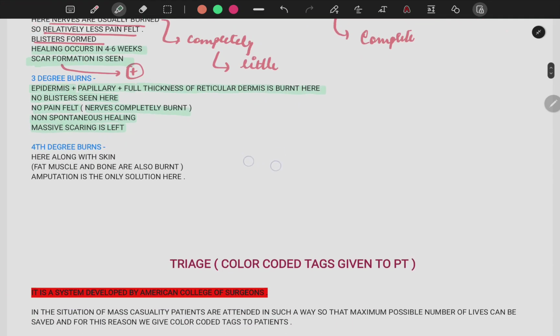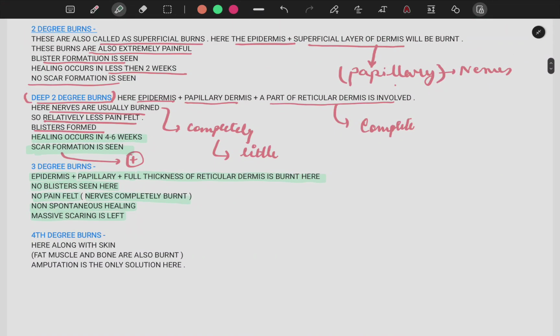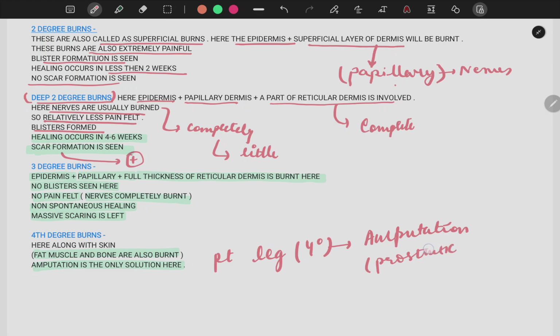Lastly, we have the 4th degree burns. In the 4th degree burns, along with the burnt skin, there is involvement of fat, muscle, and bone also, which are burned. Amputation is the only solution here, which means that if a patient's leg, for example, has suffered a 4th degree burn, the only treatment or the only solution we have is amputation. What is amputation? We basically give an artificial or a prosthetic leg to the patient, okay? That is known as amputation.